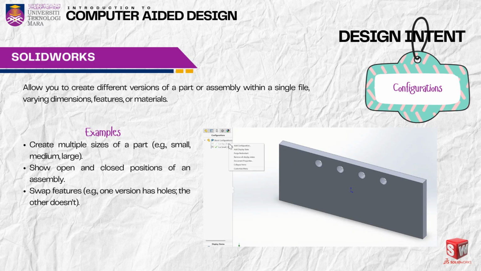All of these versions would exist within one file, allowing you to switch between them instantly, make updates easily, and avoid cluttering your system with separate files for each variation. This is especially beneficial when designing product families or when presenting multiple options to a client or team. In summary, configurations help you work smarter by managing design variations in a single location. They enhance your productivity, reduce errors, and give you more flexibility when designing customizable or modular products.